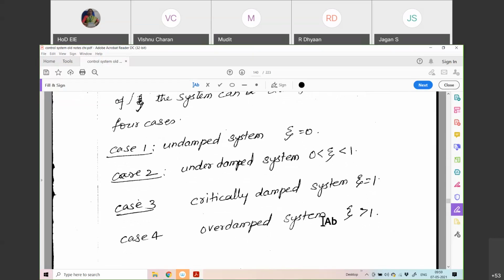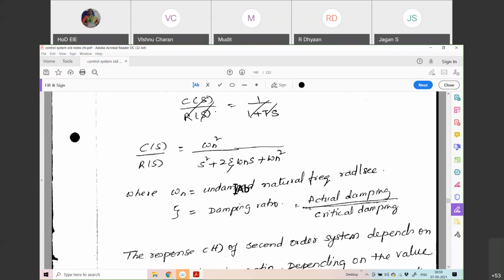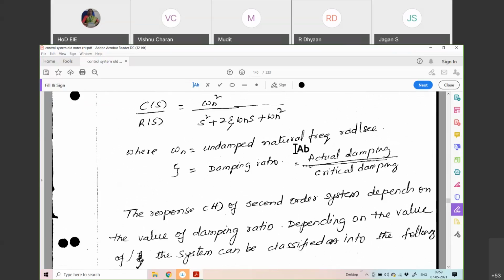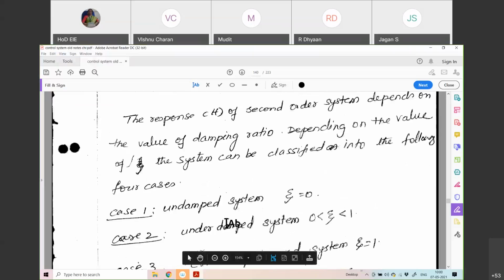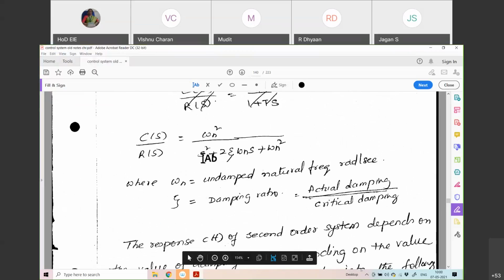So I'm giving you a task. Refer to any of the textbooks, take the second order system and find its response for the undamped case, underdamped case, critically damped case, and overdamped case for the unit step input. How to go about it: when you put zeta equal to 0, the system is omega n square by s square plus omega n square. So C of S would be R of S into omega n square by s square plus omega n square. Put R of S as 1 by S, do partial fractions, take the inverse Laplace transform, and get C of t. That's it.